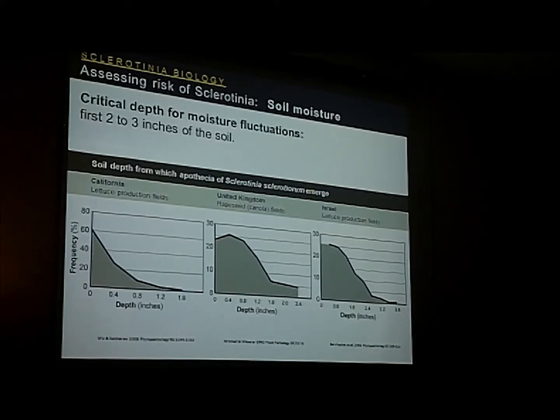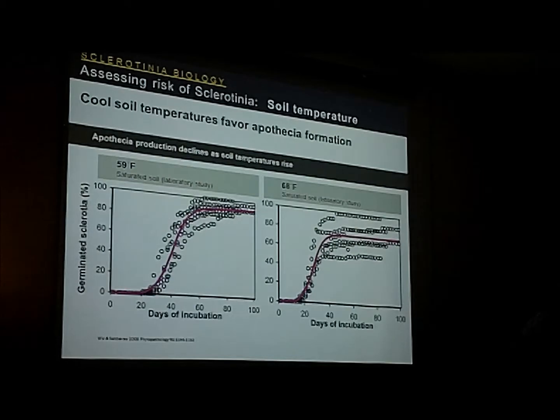I would be astounded. I don't think I've ever seen anything germinate 3 inches deep. Okay, 1 to 2 inches is typical. I'd say 1 inch is most typical, half inch to an inch. Okay, and so what we care about are the top couple inches of the soil.